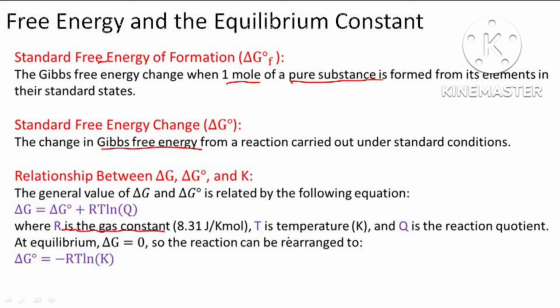If you keep this relation in mind, then you can solve many numericals without any problem. Because G is related to H and S, and again G is related to K, any numericals based on H, S, K and G you can solve. Hence always keep in mind: standard delta G is equal to standard delta H minus T into standard delta S, and that is equal to minus RT ln K.